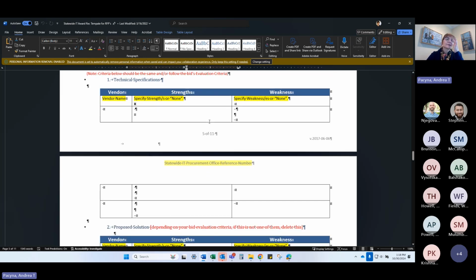Okay, all right. Does anybody know what the biggest mistake is that agencies make whenever they're filling out these strengths and weaknesses? And this is something Relita taught me years ago.